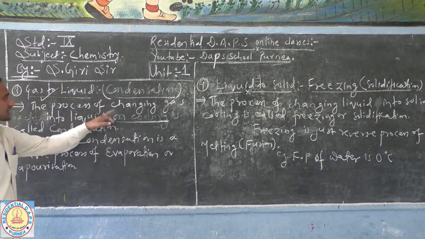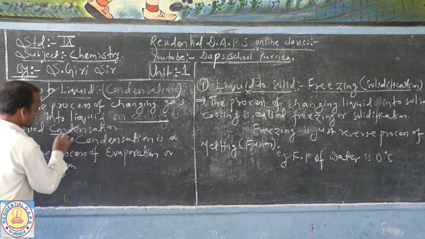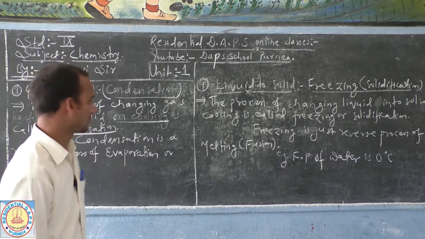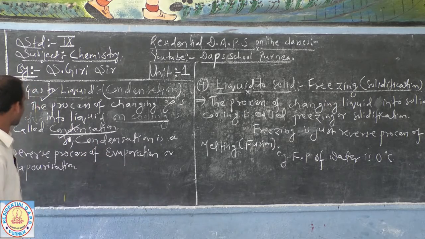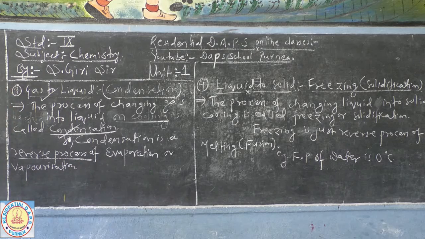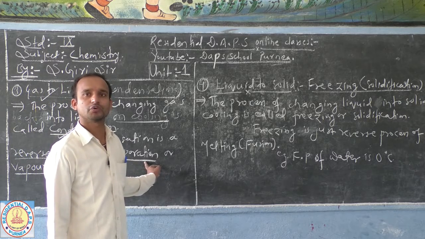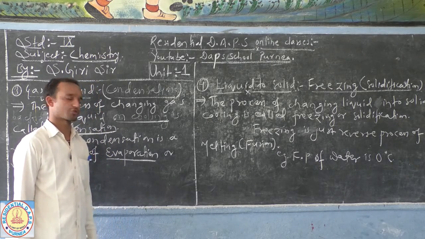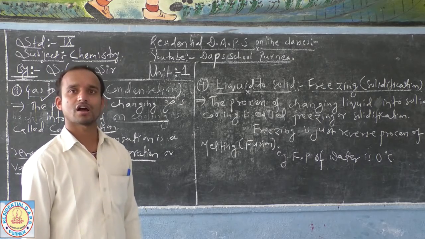So the process of changing gas back into liquid on cooling is called condensation. Condensation is a reverse process, just the opposite process of evaporation or vaporization. Because in evaporation and vaporization we studied the conversion of liquid to gas, but in condensation we are studying the conversion of gas back into liquid. So condensation is the reverse or opposite process of evaporation or boiling.